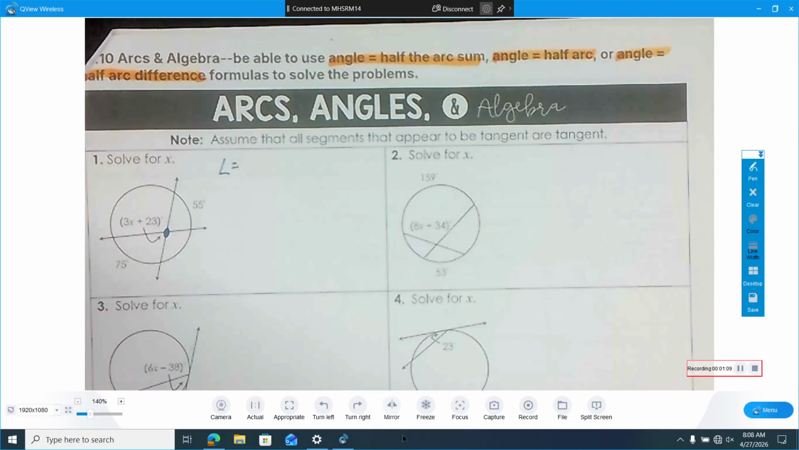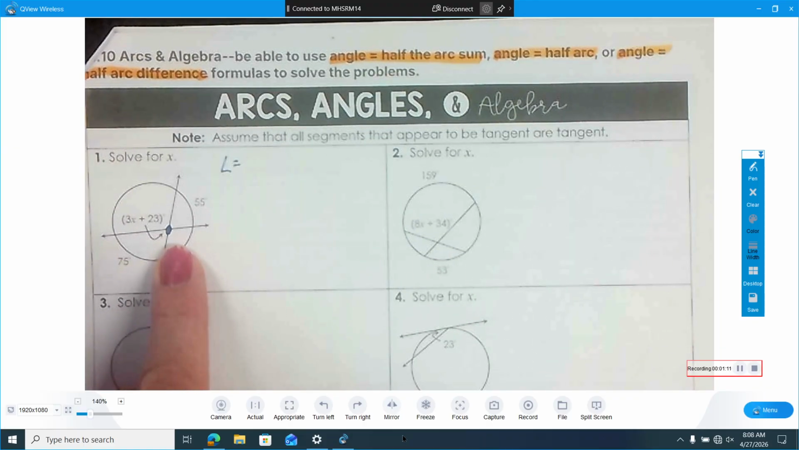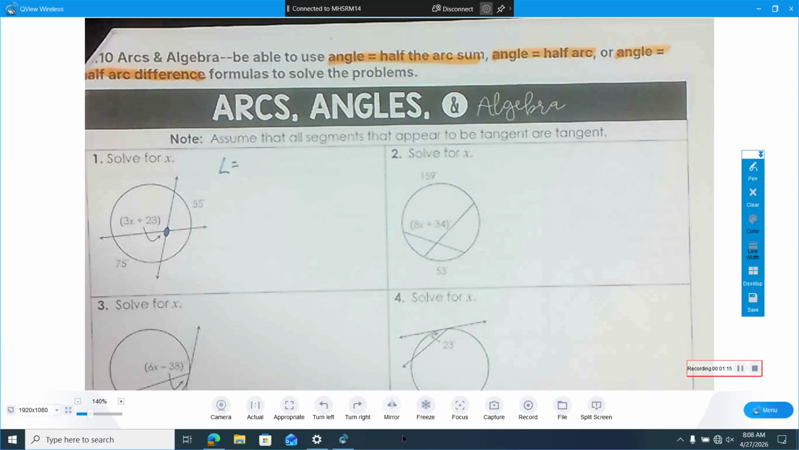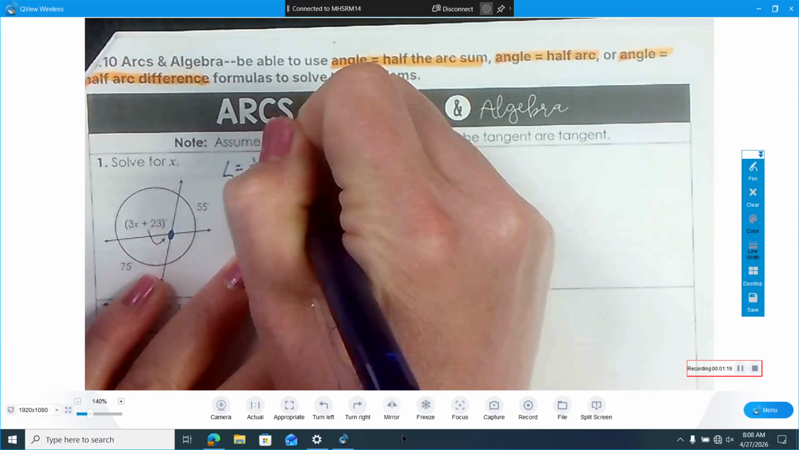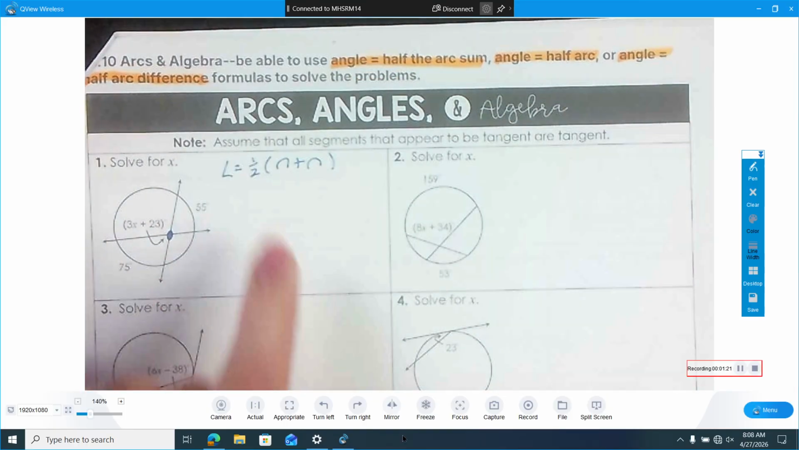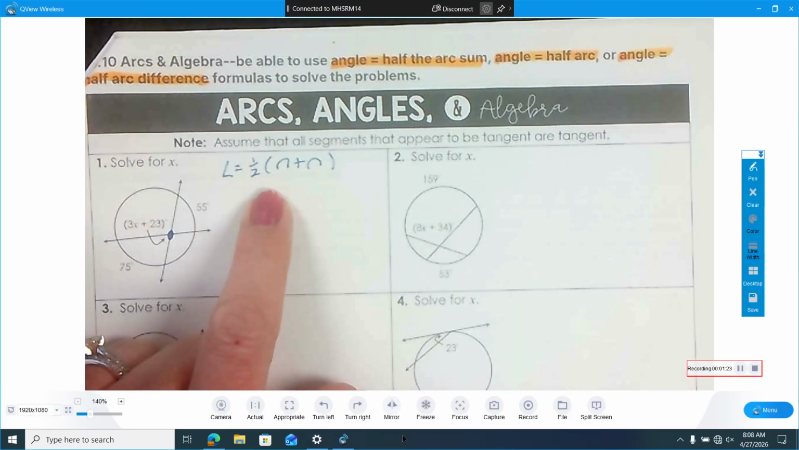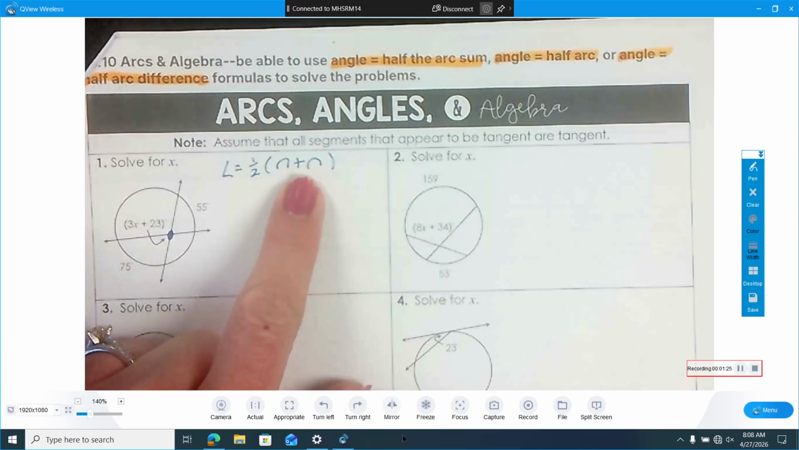So this one, our intersection is on the inside. Is that half the sum or half the difference? Yeah. The angle equals half of the sum of the arcs. And maybe this is a good way to remember that: arc plus arc. All right.